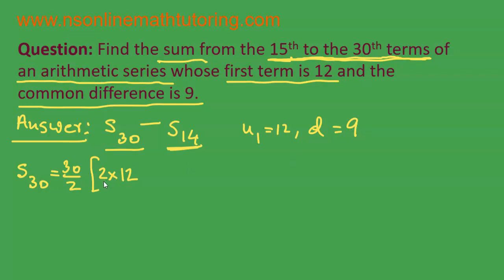Okay. So in place of 2 times u1, I am writing 2 times 12 plus n minus 1, that is 30 minus 1 times d, which is 9. This is equal to 30 over 2 is 15 and this one is 2 times 12 is 24 and this is 29 times 9. 30 minus 1 is 29. 29 times 9.